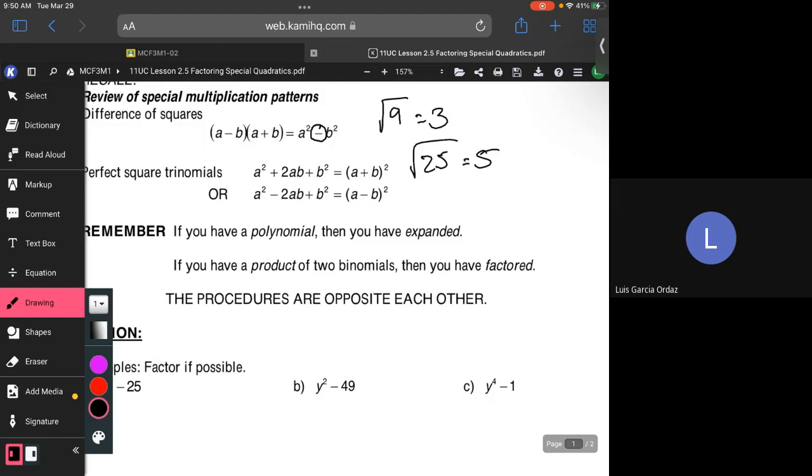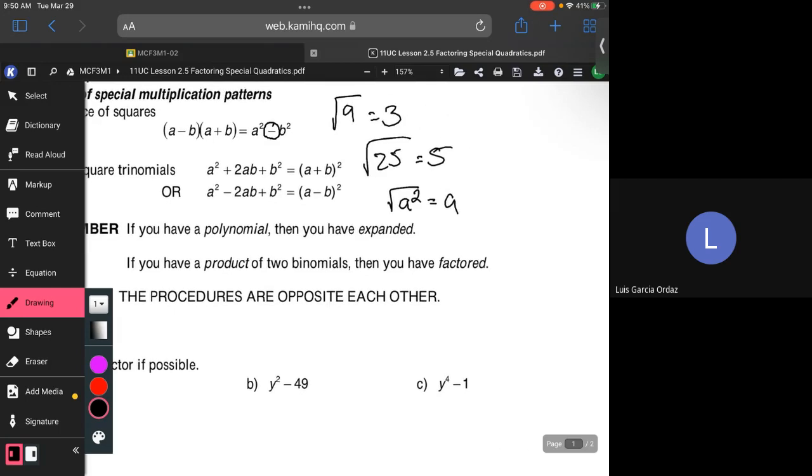all we're doing is dividing the exponent by 2. So if I were to ask you what the square root of a to the power of 2 is, what would it be? You're just taking the exponent and dividing it by 2. So it's a. How about a to the 6? What would that be? A to the 3.